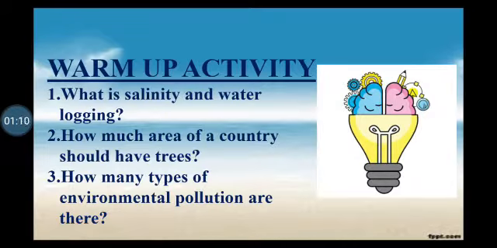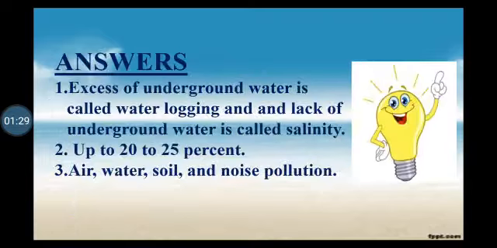Next is how much area of a country should have trees? About 25% area of a country should have trees. How many types of environmental pollutions are there? Yes, air, water, soil, and noise pollution. Here are the answers.